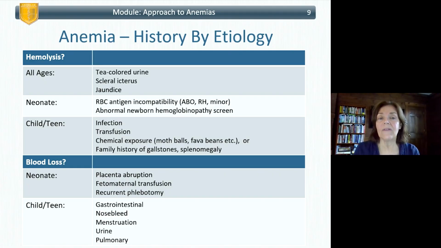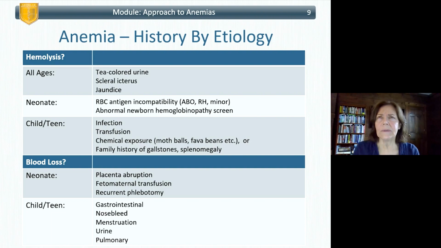Or a newborn might have an abnormal newborn hemoglobinopathy screen. So please be mindful of that, and we'll talk about that later. In children or teens, before they have anemia, they may have had a prior infection. They may have had a transfusion. They may have had a chemical exposure, such as mothballs or fava beans, as seen in glucose 6-phosphate dehydrogenase deficiency. You also want to ask about a family history of gallstones or enlarged spleen or splenectomy.